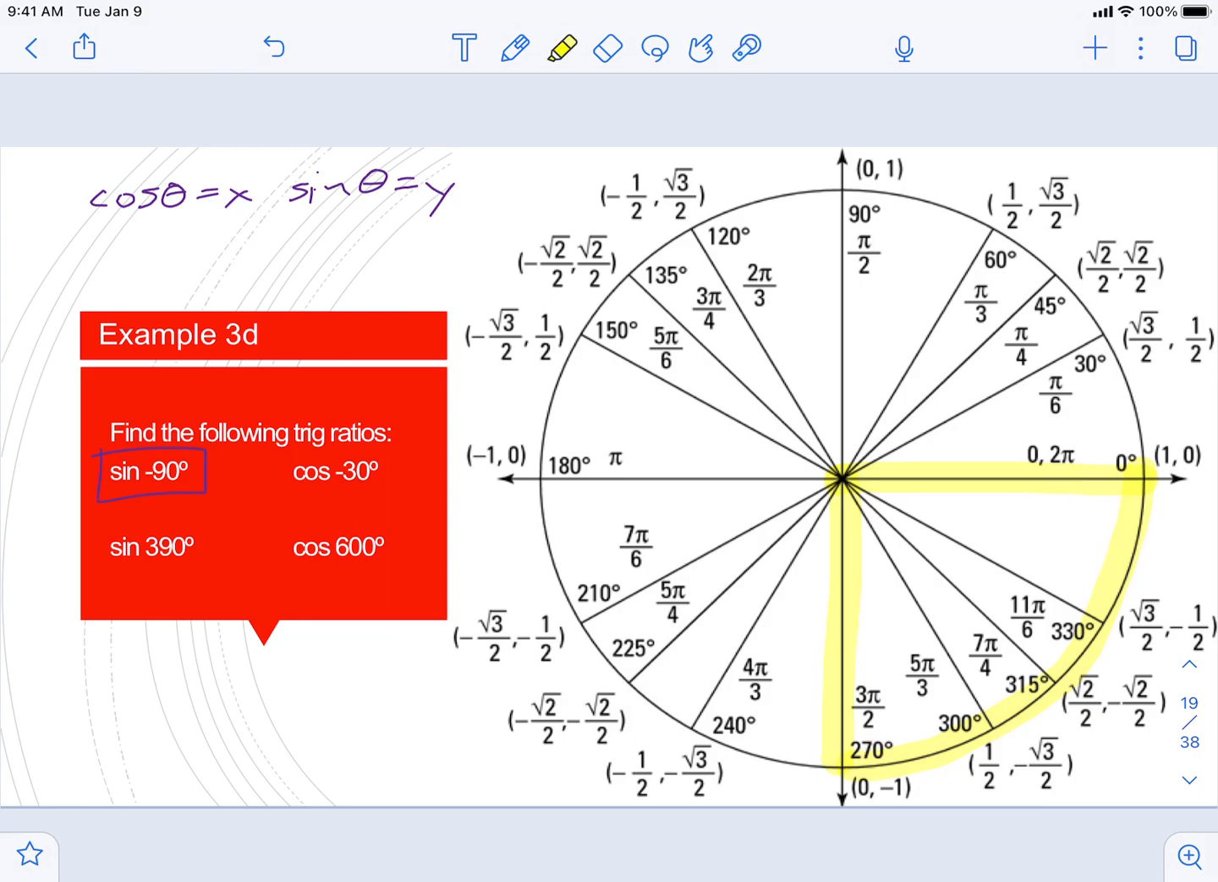Okay, so sine, we're using the y value, and so I'm just taking the y value off of there, which is negative 1. So sine of negative 90 is equal to negative 1.